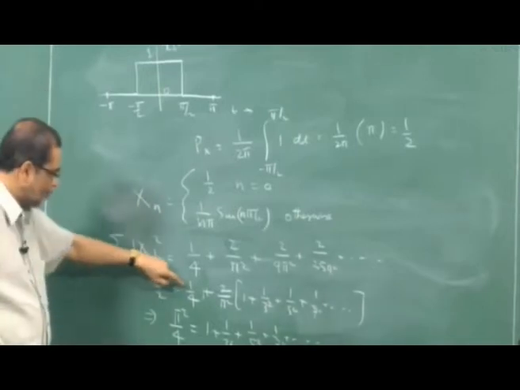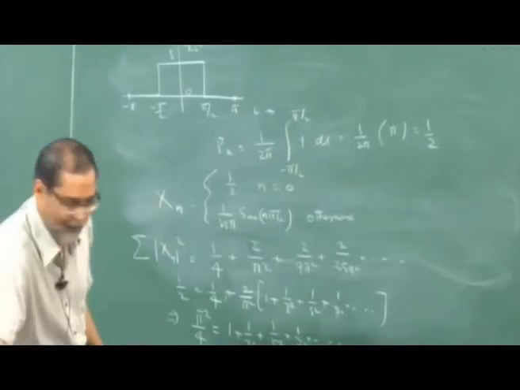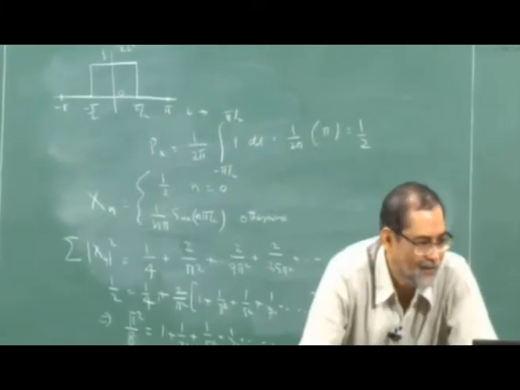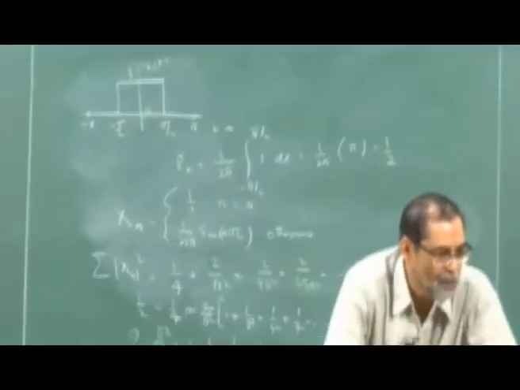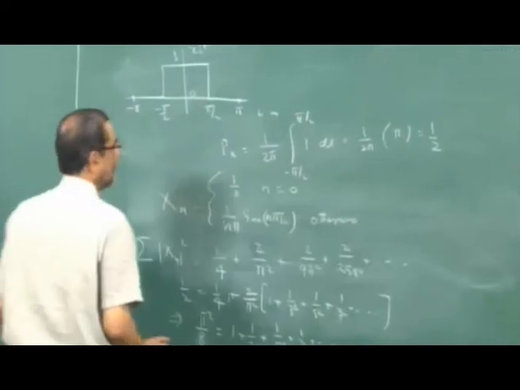So half minus 1/4 is 1 by 4. Oh, sorry. It's pi by 8. So it's pi square by 8. Okay. So the question is how to draw the power spectrum for the problem. Good question. Okay. Let me take that question now.